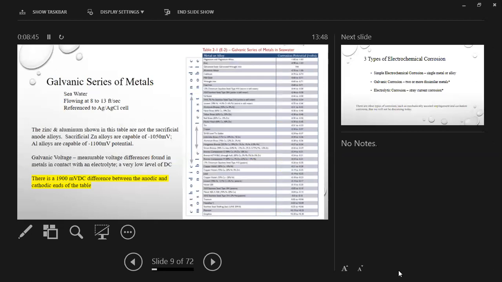What's the maximum differential? What's the differential from one end of that table to the other? It's roughly 1900 millivolts, less than 2 volts. Okay, that's what drives galvanic corrosion. It's not much voltage, okay? That will become critical when we start talking about stray current corrosion.